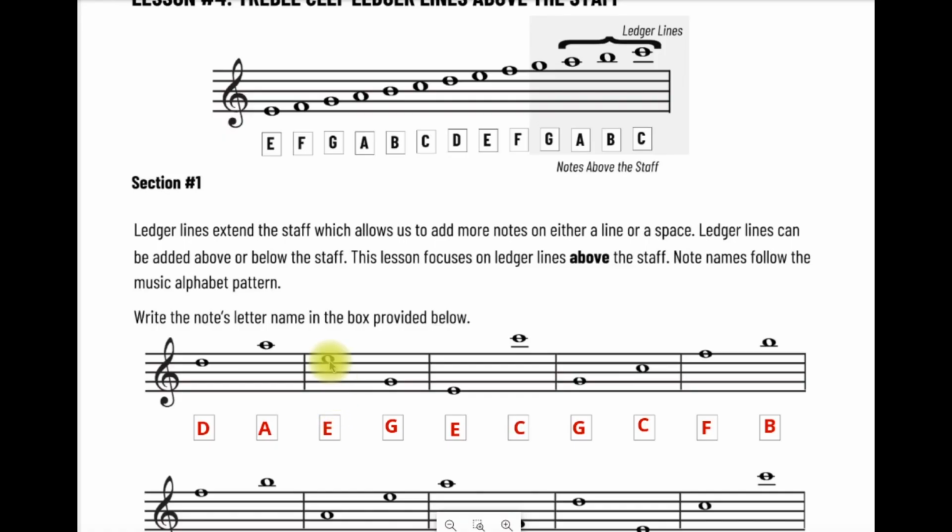Next we have E, which is on the fourth space. G, which is on the second line, E, which is on the first line, C, we have two ledger lines, note C, which we show you right here. Here we have the second line G, third space C, fifth line F, and our ledger line here, which is a space note, note B, which you can see right here.